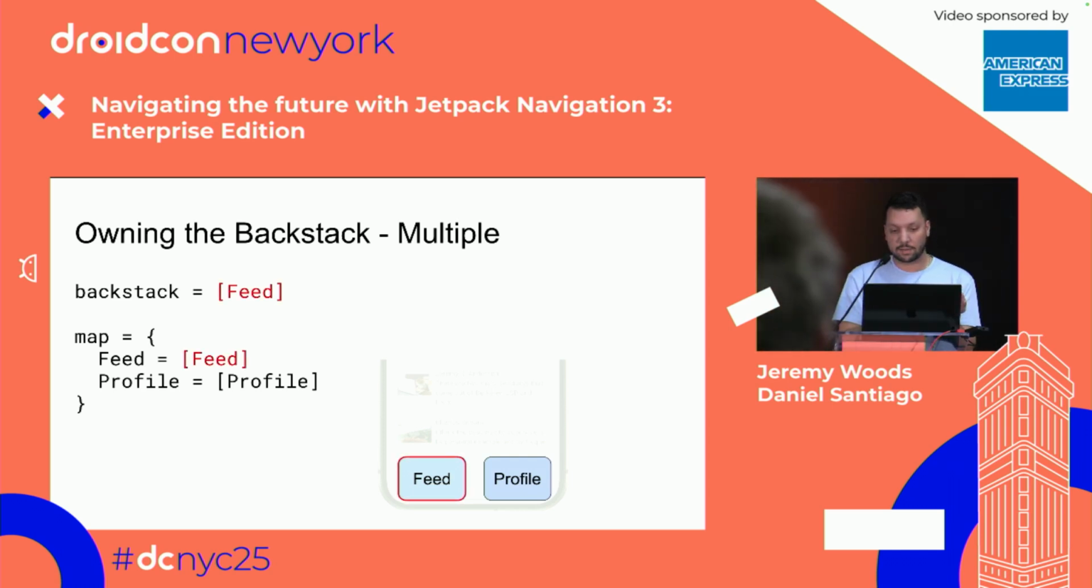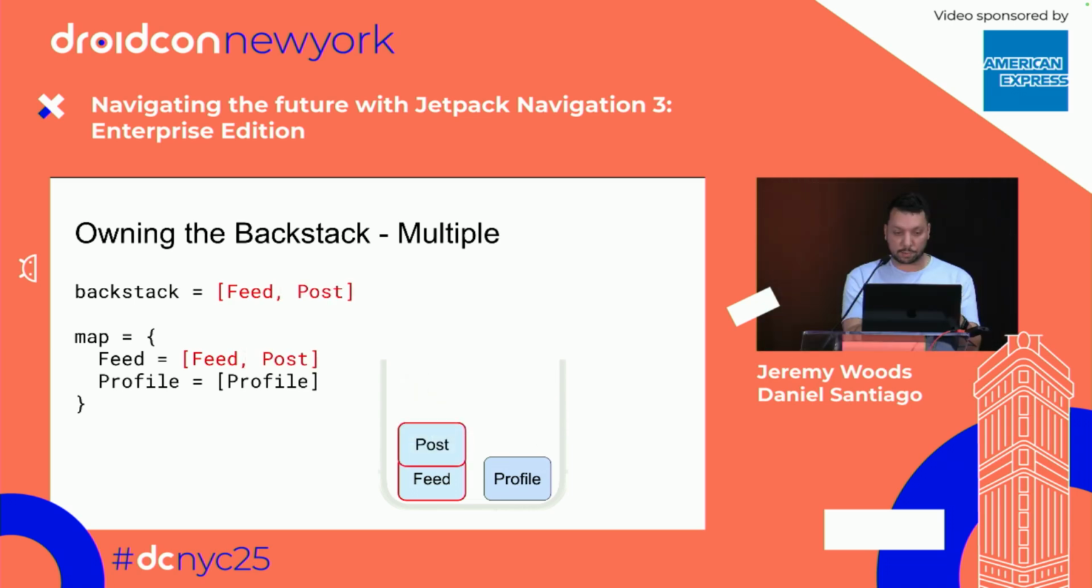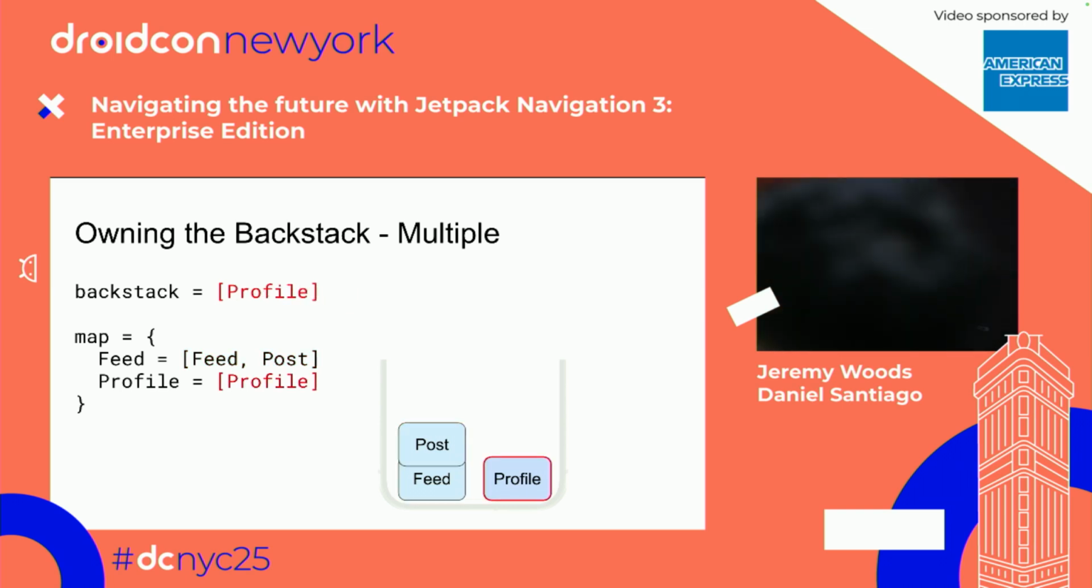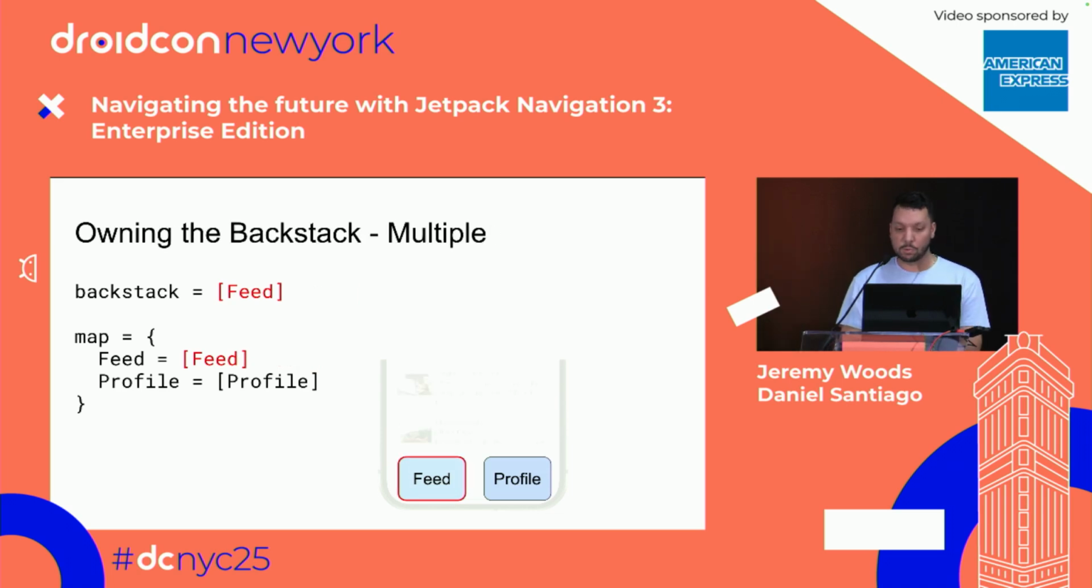And it acts the same way. We can only show one at a time in our nav display. If we go deeper, it'll just add to that backstack specifically, not the other one. But then we can switch into the profile, and if we go back into our feed and post, we should kind of stay in the same backstack. And that's what we refer to as multiple backstacks.